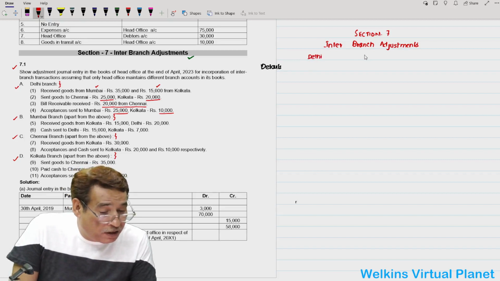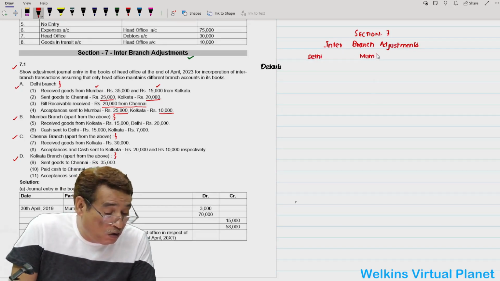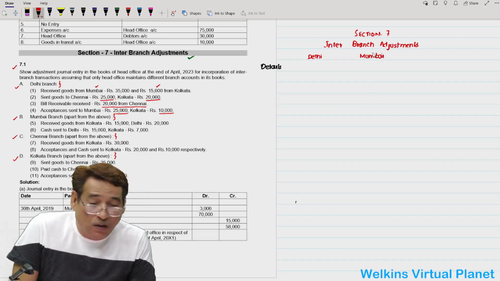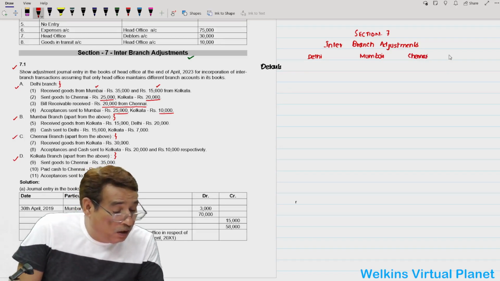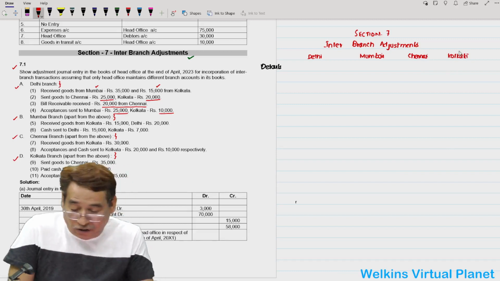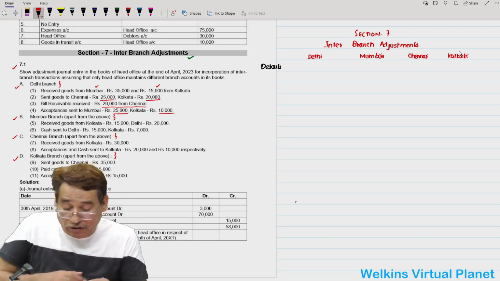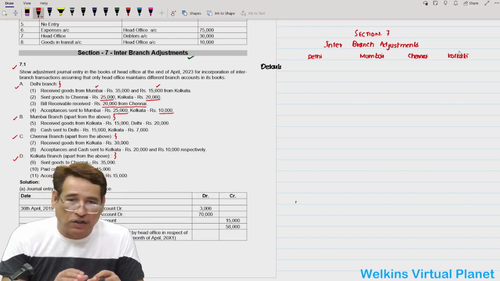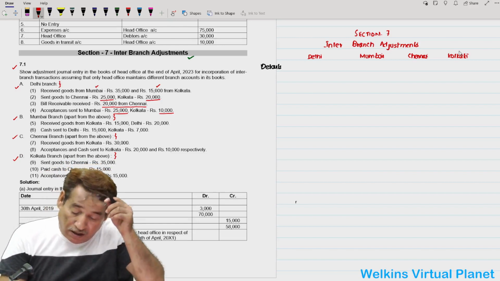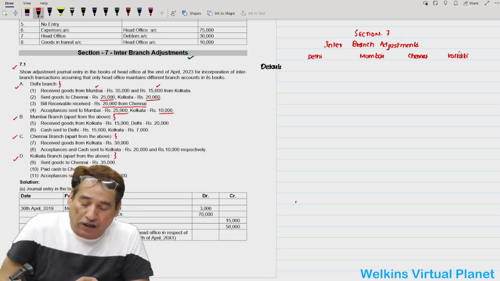Similarly, I will write here Mumbai branch. Then I will write Chennai branch. Question is not tough. Concept is also not tough. Only thing is that we have to exercise utmost care and caution when we solve the question, because otherwise confusion may arise. We have to take care of this particular fact, that which branch is receiving and which branch is giving. This is the only concept which we have to apply here in this particular case.